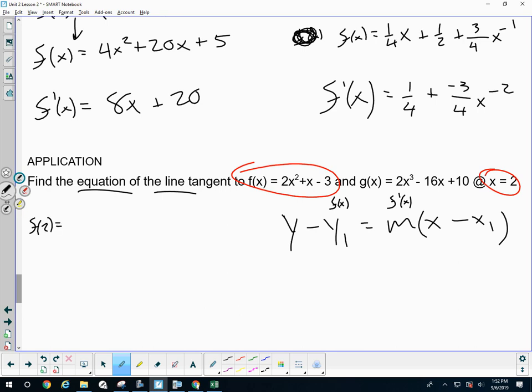F of 2. 2 times 2 squared, that's 4 times 2 is 8, plus 2 is 10, minus 3 is 7. Okay? F prime of x, I will find quickly. I have the power. 4x plus 1. Gosh, that's easy. I just developed the tangent slope generator, like that. Plug in 2, 9. I get y minus 7 equals 9 times x minus 2.